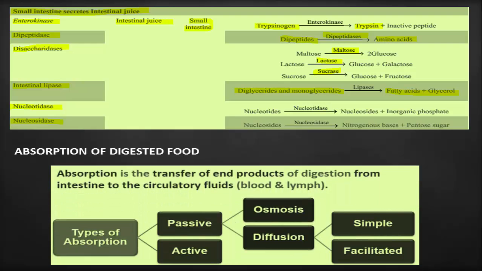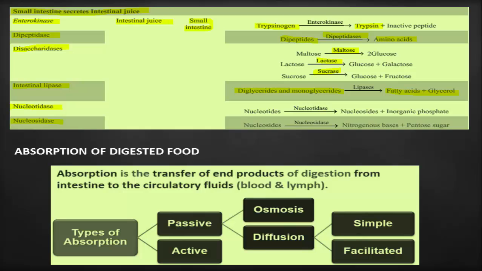So all these types of enzymes are present in the intestinal juice. This is how these enzymes act on the carbohydrate, protein, fat as well as nucleic acid, and this digestion is completed in the small intestine. So now let us move to absorption of digested food. How it occurs and where it occurs.